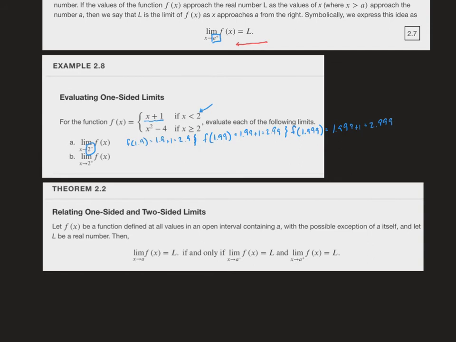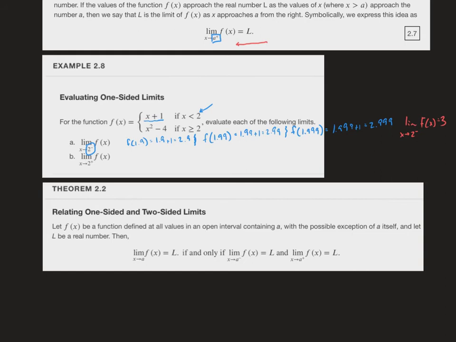What are each of these function values getting closer to? 2.9, 2.99, 2.999. Don't everybody shout it out at once. The limit is equal to 3. The limit as x approaches 2 from the left of our function, that's f of x, is equal to 3. Boom. All right. How about as we approach 2 from the right?